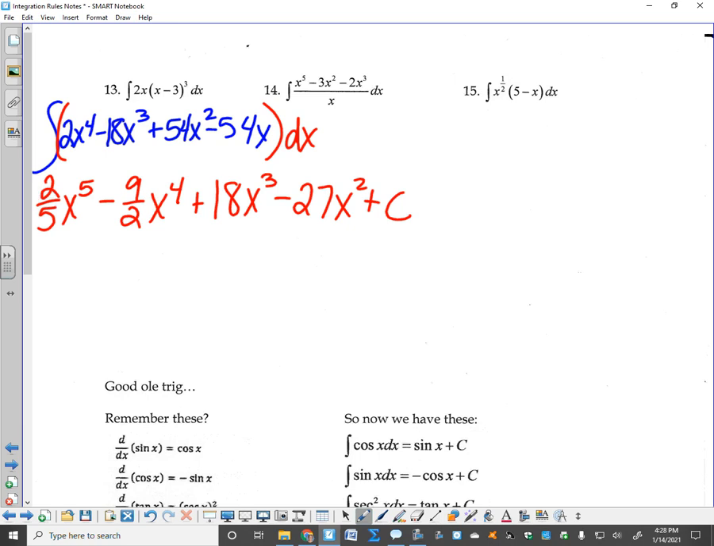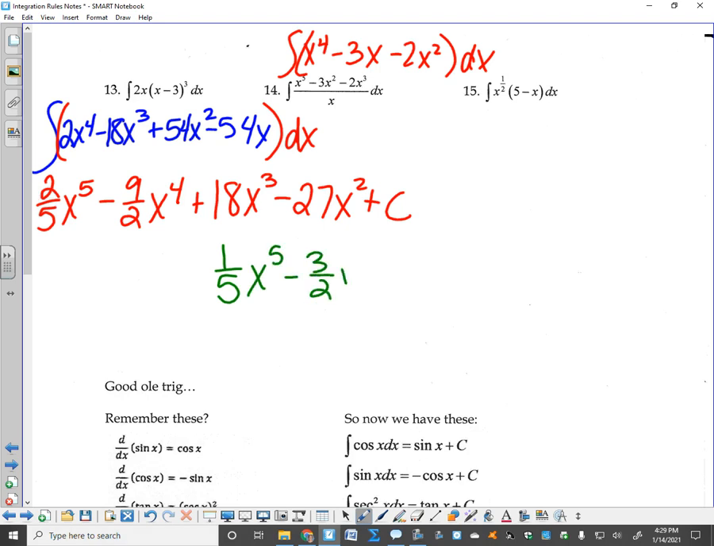14, like I said, there is no low D high. But I hope even if you're taking derivatives, you wouldn't low D high this guy. I'm going to clean him up and make sure I have good notation. Feel free to pause me and do these on your own. 1/5 x to the 5th minus 3 over 2 x squared minus 2/3 x cubed plus c.